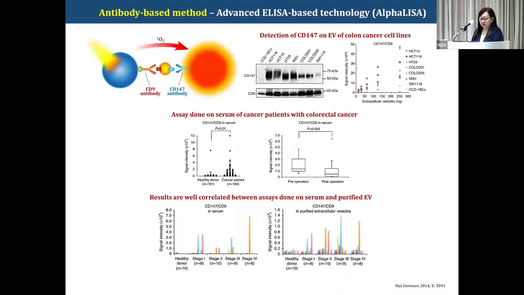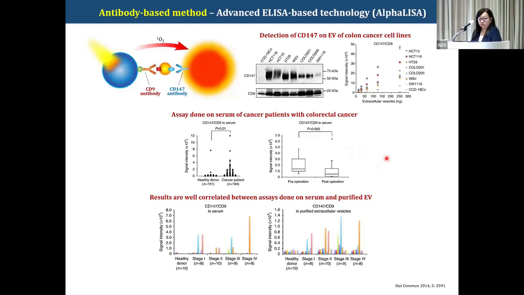To further validate the ability of this assay to detect CD147 expressed on cancer-derived EVs, beads conjugated with antibodies against CD147 and CD9 were used. The signal intensity of the assay correlated with the expression of CD147 in EVs obtained from various cancer cell lines, as detected by immunoblotting.